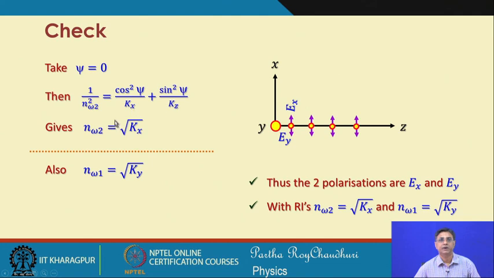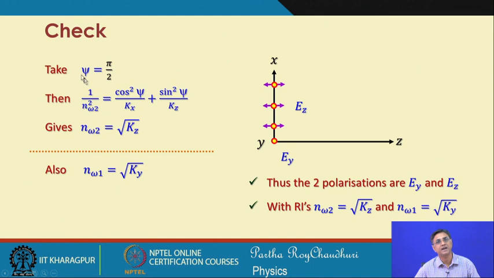So, there is a checkpoint that if you take psi equal to 0, then you can get this quantity equal to 1, this is equal to 0. So, n omega 2 becomes exactly this. So, that means if you take that the wave is propagating along z direction, you end up with the earlier possibilities that the two polarizations are along x and y direction, and these are the two refractive indices.